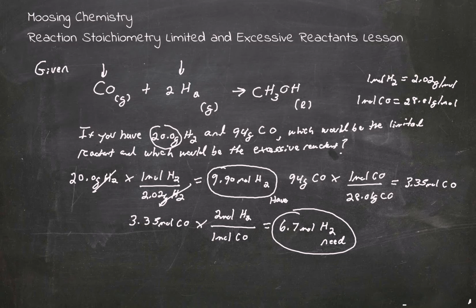So that tells us that H2 is our excess reactant. So if H2 is our excess reactant, CO must be our limiting reactant. Because remember that one is going to be excess and one is going to be limiting.